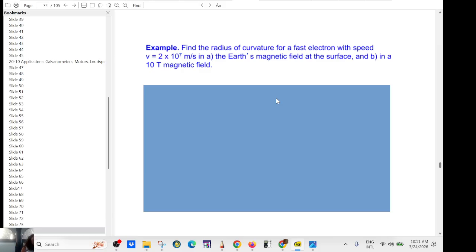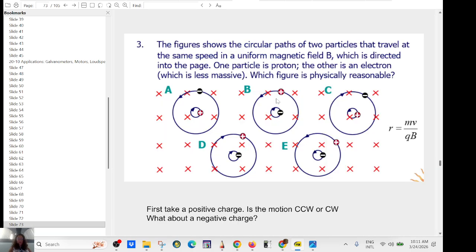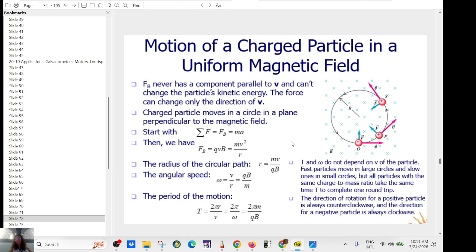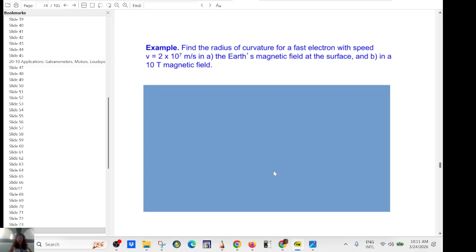Okay, let's do something easy. It says quick, so do it quick and then we look at the solution. What's the equation you want to use? You can remember it, it's easy. The radius depends on the momentum. The larger the momentum, the harder it is to deflect. And it's inversely proportional to the charge and B. Okay, so you can try that.